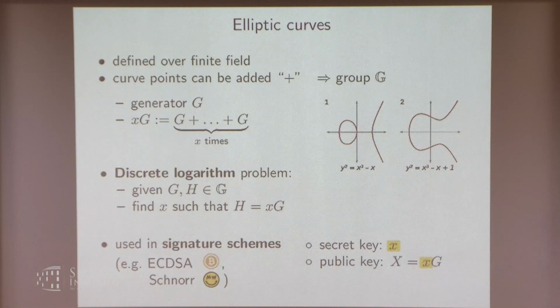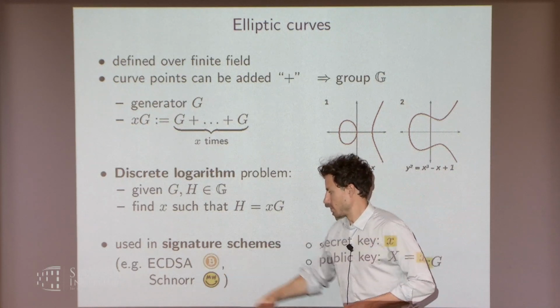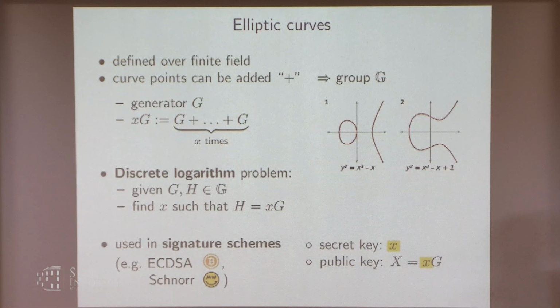And this is what's already used in Bitcoin and other cryptocurrencies, namely for ECDSA, the elliptic curve digital signature algorithm, which is used in Bitcoin, or for Schnorr signatures, which is more popular now among newer cryptocurrencies. So your secret key is this scalar x, and your public key is the secret key times the generator.